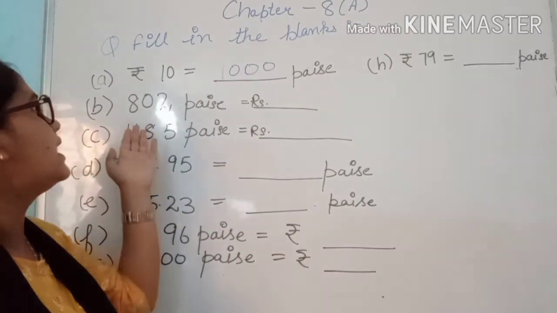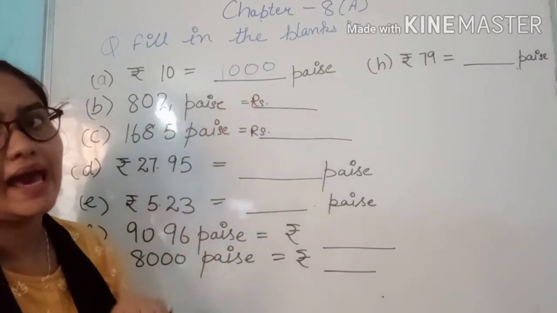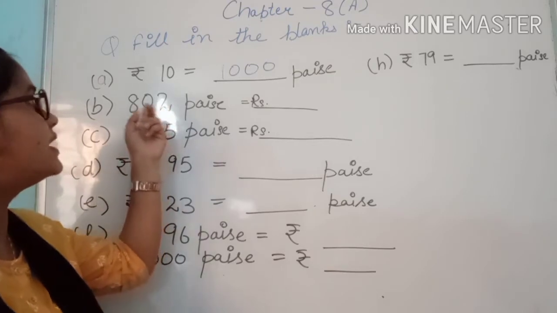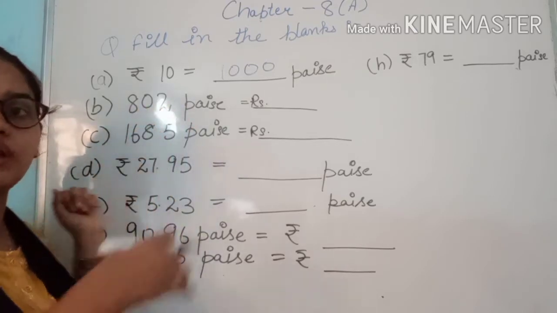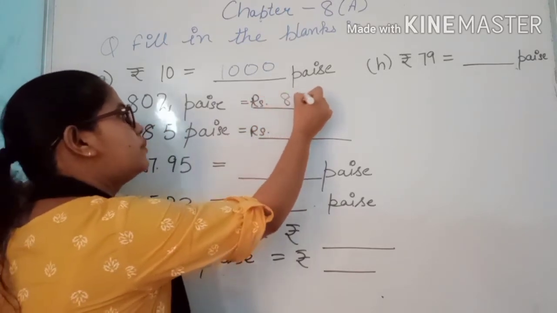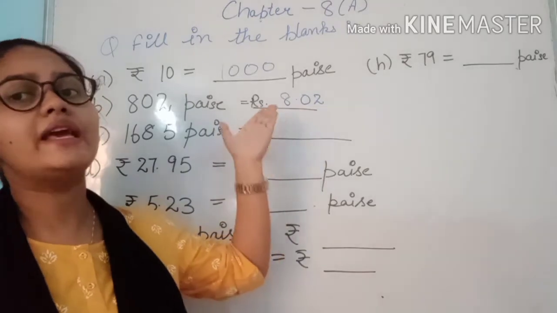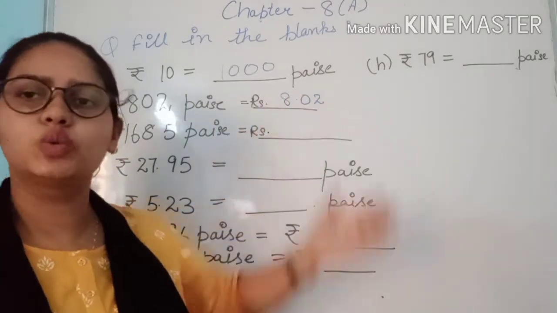Second one is 802 paisa, which we have to convert into rupees. As I said, firstly count from the right side. 1, 2 and 0. It becomes 8.02, which becomes rupees 8 and 2 paisa.